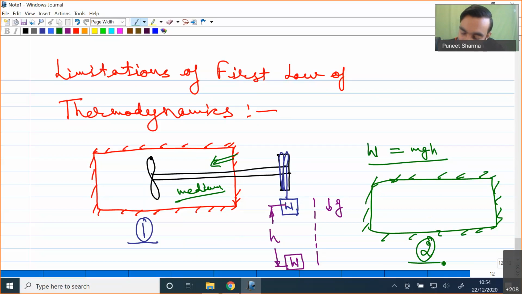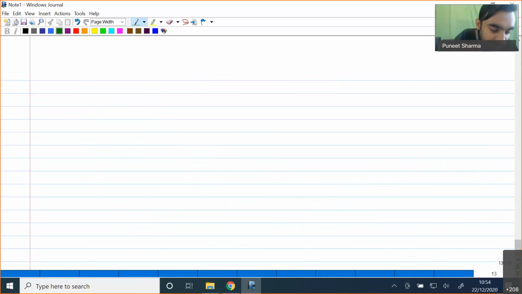Okay, now can I do it the other way? Means I will transfer this internal energy to my weight through my paddle wheel, and because of that my weight will now be raised through the same height h. Is it possible? No, sir, it is not.